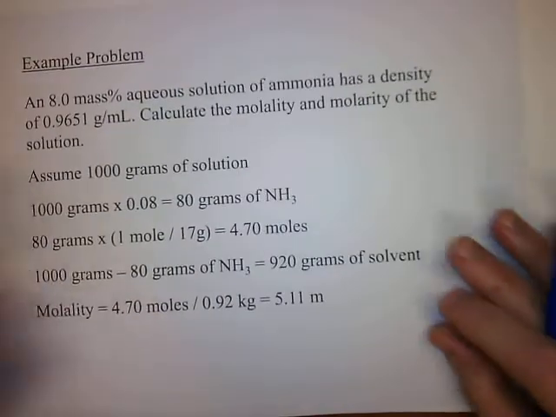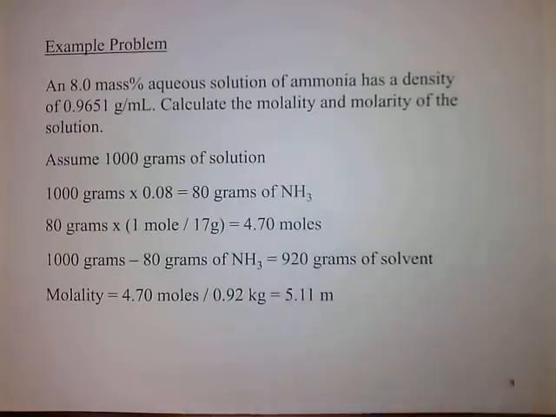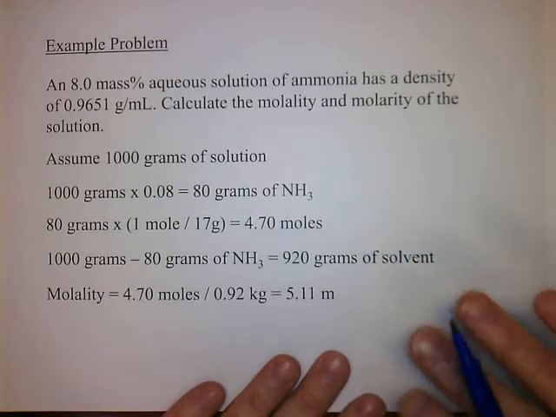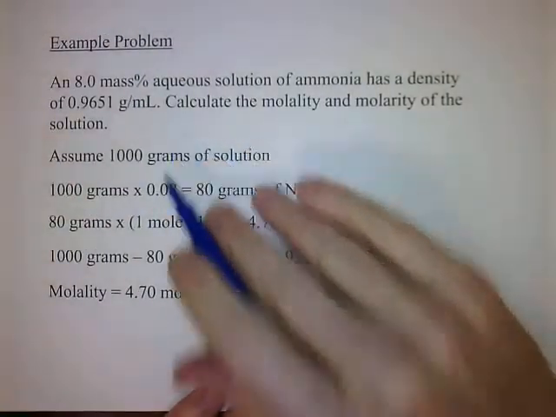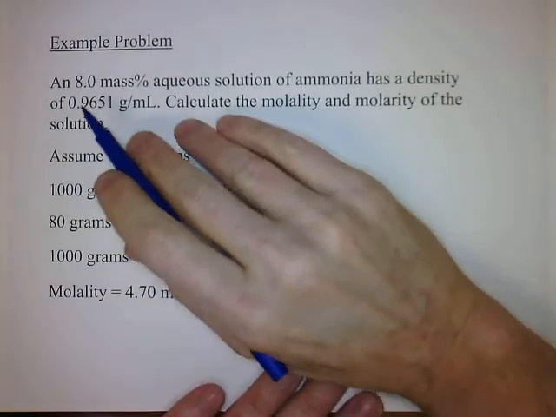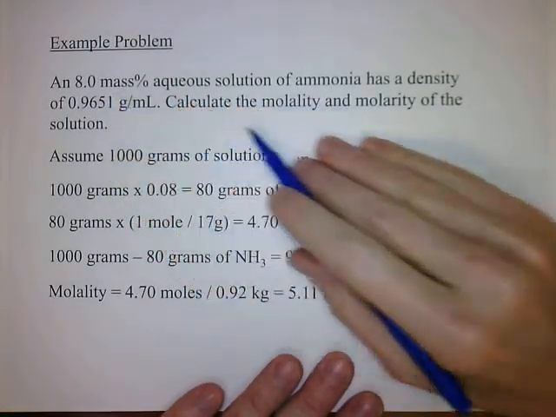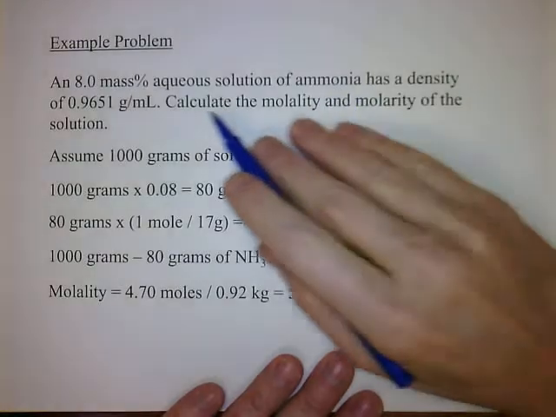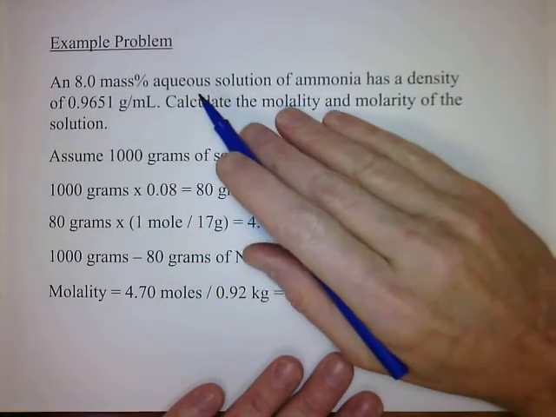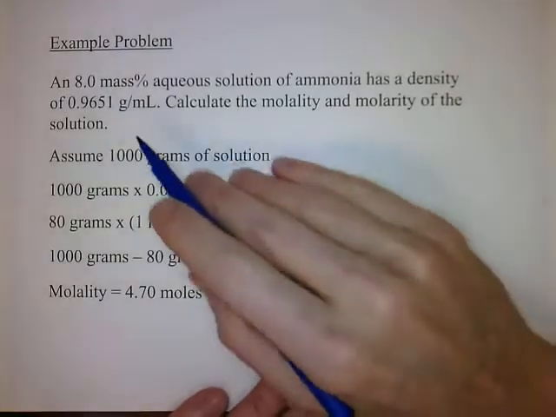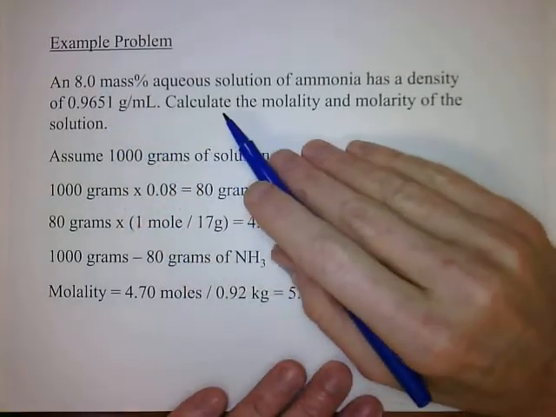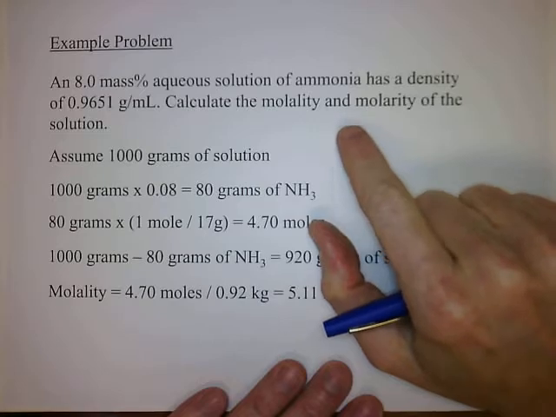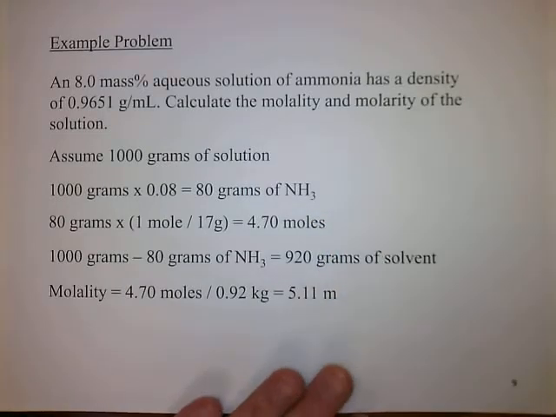Okay? Let's talk about how we convert between some of these methods of expressing concentration units. All right, so let's say we have a solution of ammonia that's 8% ammonia by mass, and it has a density of 0.9651 grams per mL. So you want to calculate the molality and the molarity of the solution.